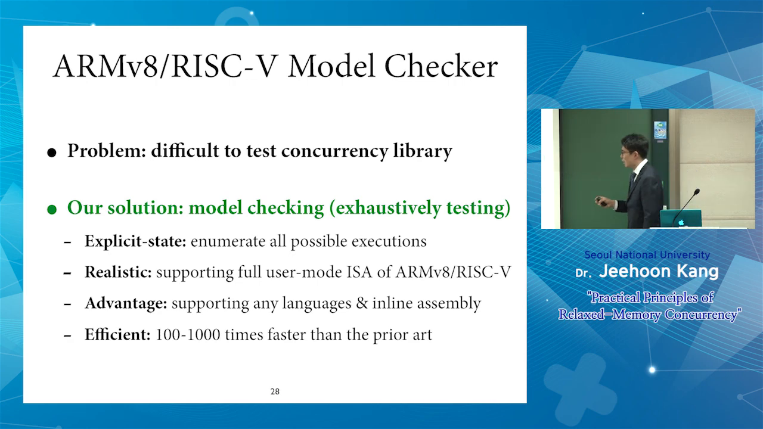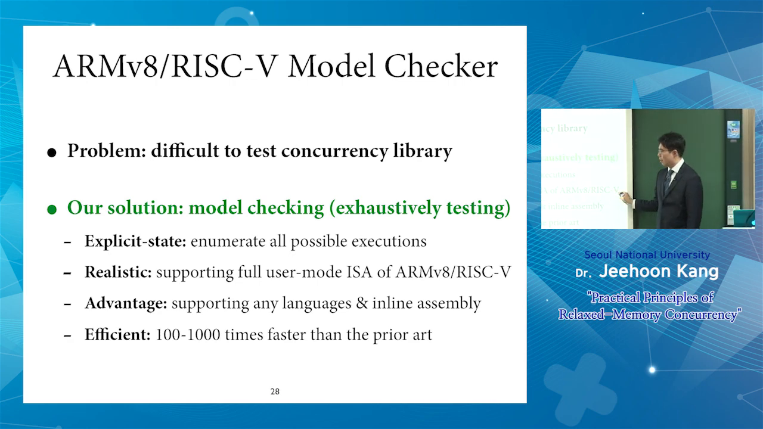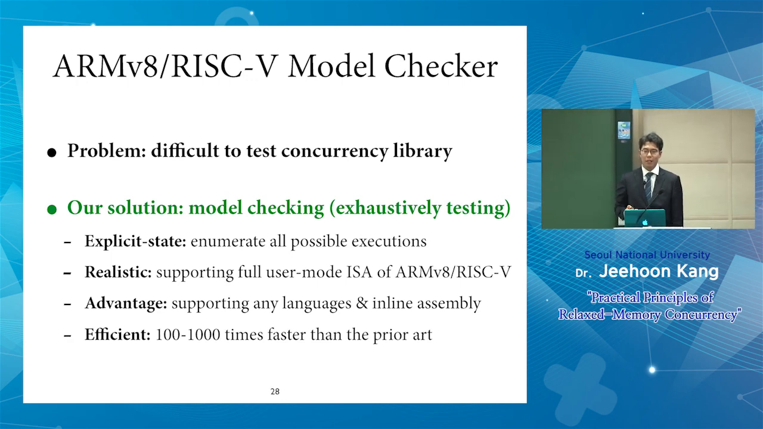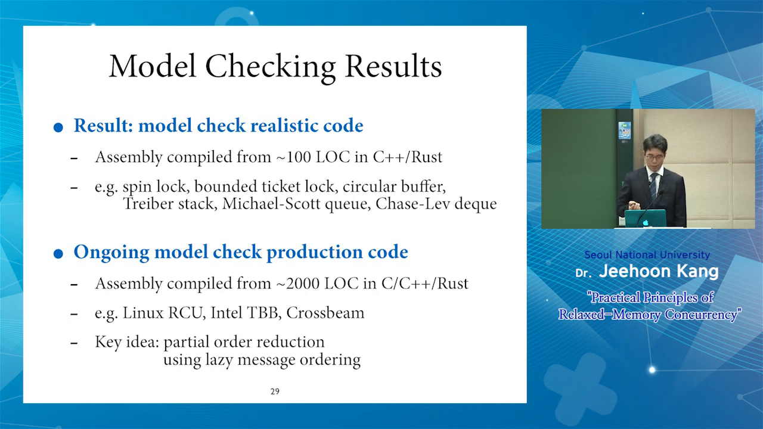It is realistic in that it supports the full user mode ISA. Also, it is about 100 to 1,000 times more efficient than previous prior art model checkers. Also, we support inline assembly and any source code, including C, C++, and Java. Using this model checker, we verified realistic concurrency code, including spin-locks, MCS queues, and the Chase-Lev deque. As ongoing work, we are preparing to model check production concurrency code, for example, Linux's RCU library, Intel's Threading Building Blocks, and Crossbeam.